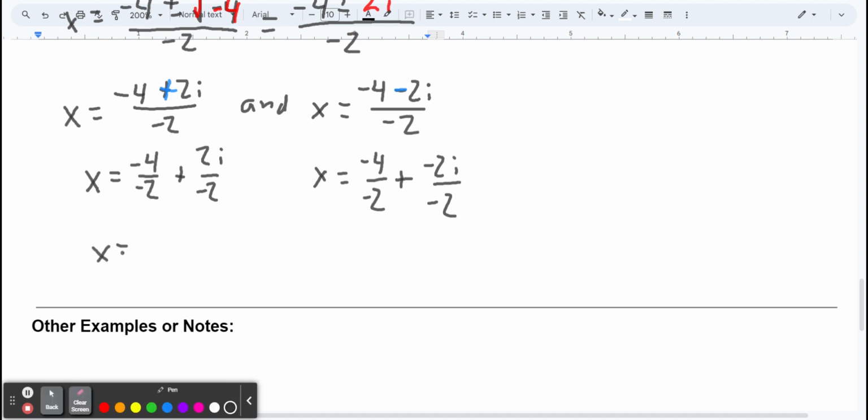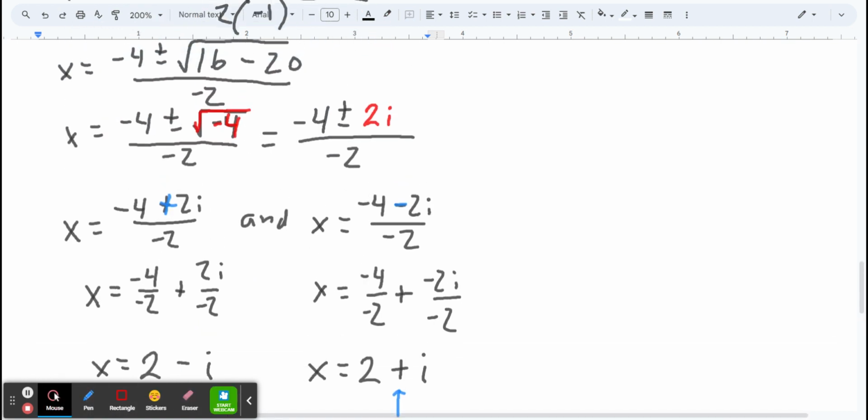X equals negative 4 divided by negative 2 is positive 2. And we have a mismatch on the right, so it'll just be 2 minus i. So the 2's cancel out. And again, x equals 2. This will simplify out to plus i. And those are your two solutions there. Again, notice that mismatch between the pairs of imaginary zeros where we flip that imaginary number.